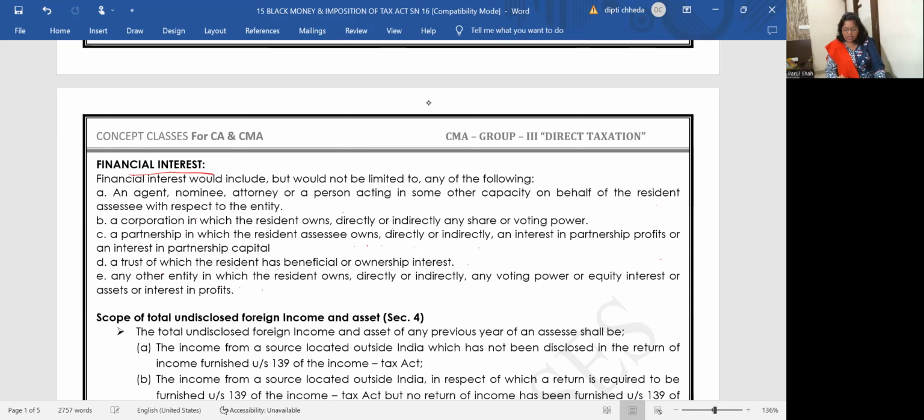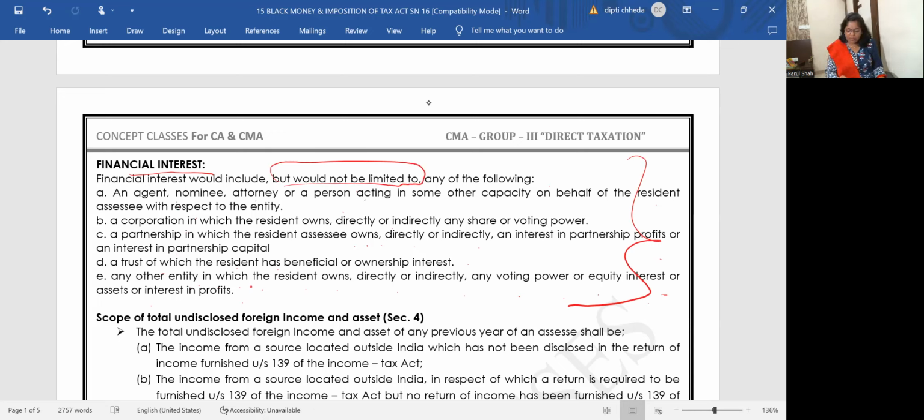Any other entity in which the resident owns directly or indirectly any voting power or equity interest or assets or interest in the profit. First, any entity. Now anything. It could be a cooperative society, a firm, a joint venture, anything in which the resident owns voting power or equity or interest in asset or in profits. In short, the gist of all this is you have a share of interest outside India. Chahe wo partnership firm hai, LLP hai, company hai, or any other, like they call it corporations in the outside country. So financial interest would include but would not be limited to any of the following. An agent, nominee, but would not be limited to means it's not only this. These are just examples.